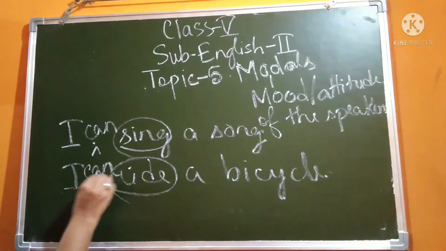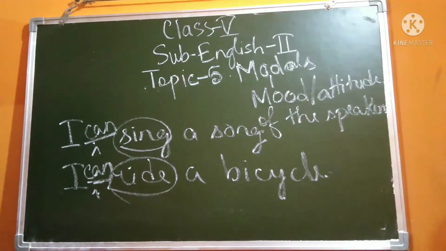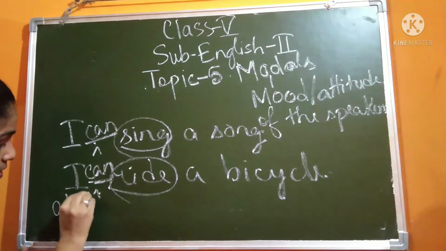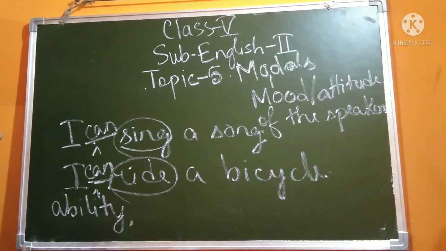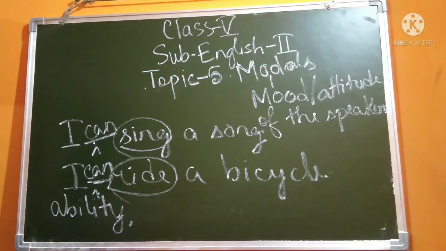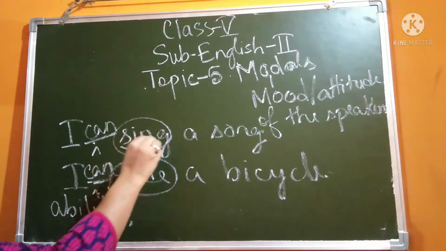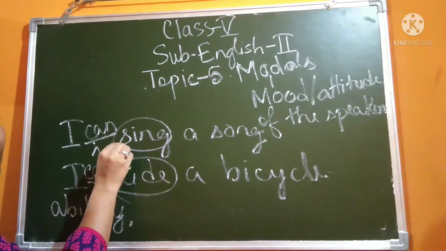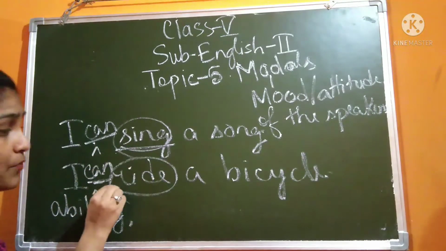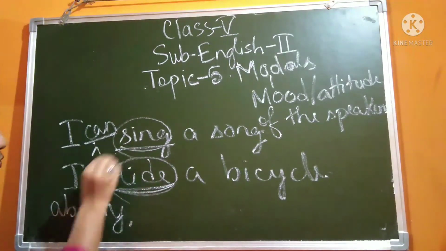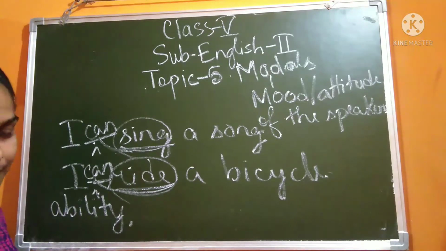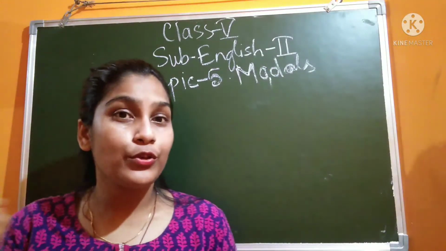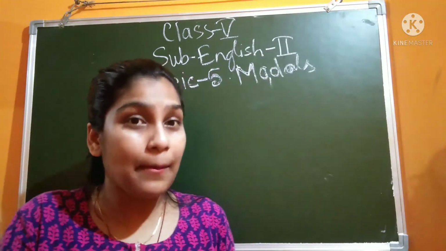So if we add here can, it becomes different, right? I can sing a song or I can ride a bicycle, right? So it tells us about the ability, that I have the ability to sing a song, I have the ability to ride a bicycle. These are modals. Remember, we have to use the modal verbs before the main verb. Sing is the main verb, ride is the main verb. So before that we have to use the modal verb. Understood?